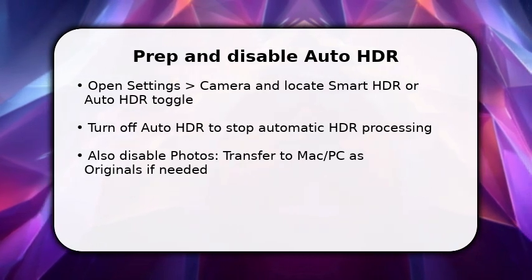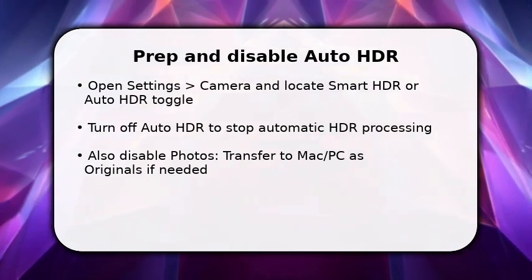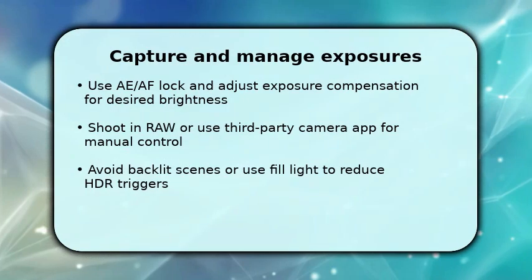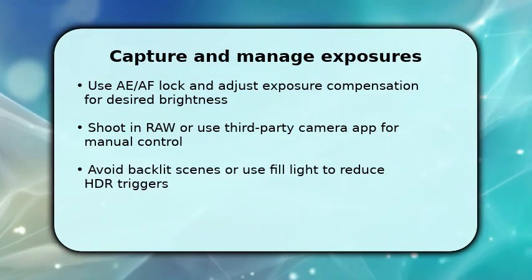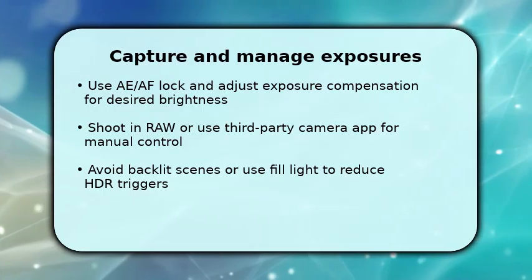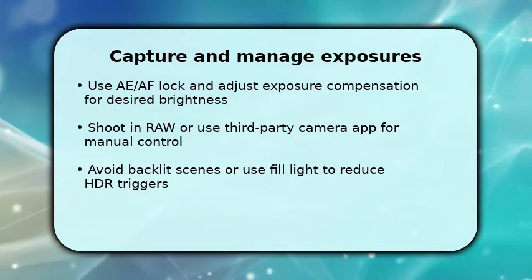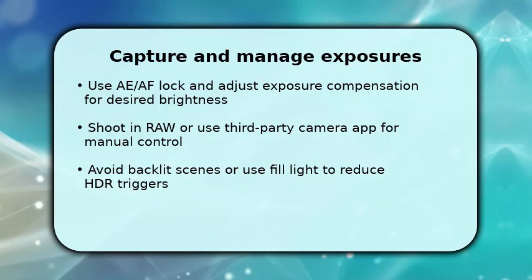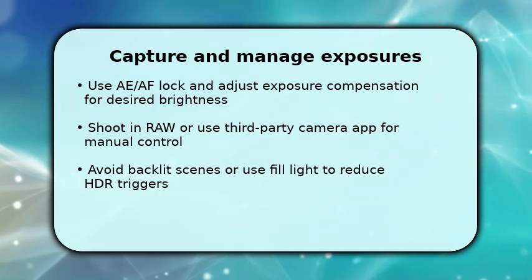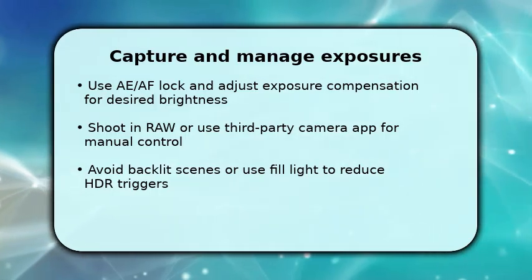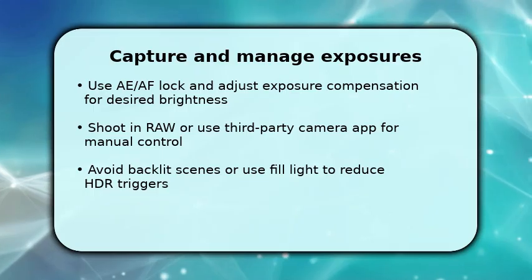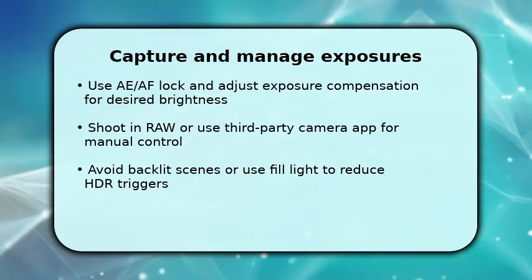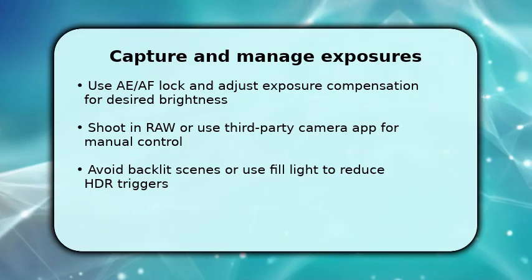Now control how each frame is recorded by managing exposure. Use the camera app's AE/AF lock and slide exposure to prevent the phone from compensating too aggressively, and consider shooting in RAW or with a manual app so the phone won't blend multiple frames. Once you've disabled Auto HDR, these steps make sure you capture single-frame images without algorithmic merging.